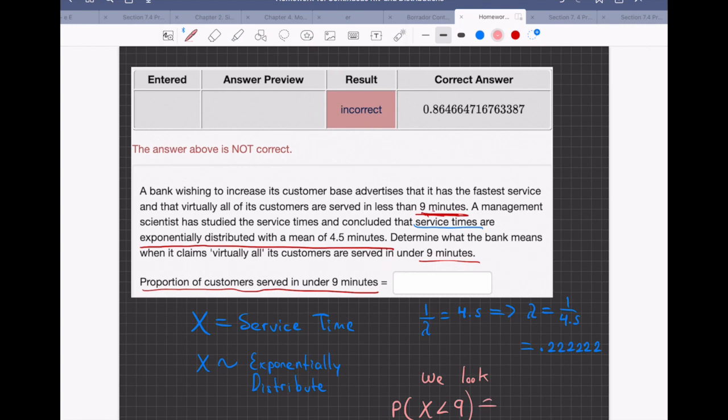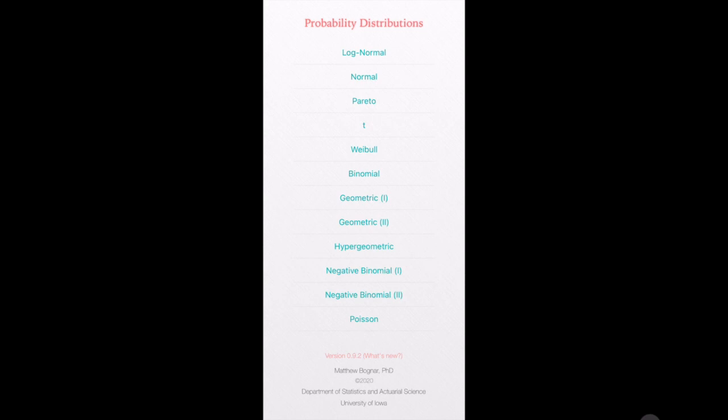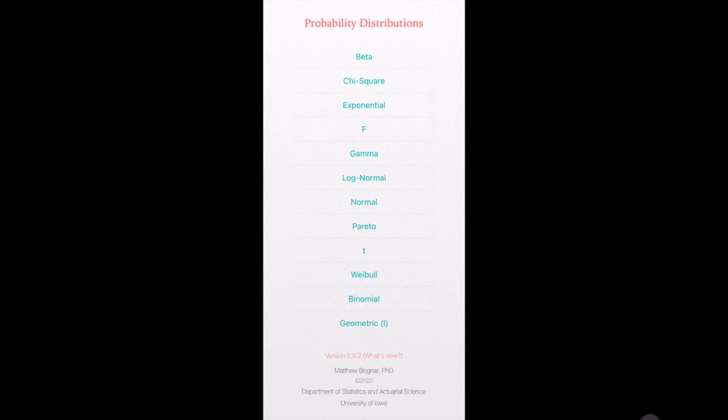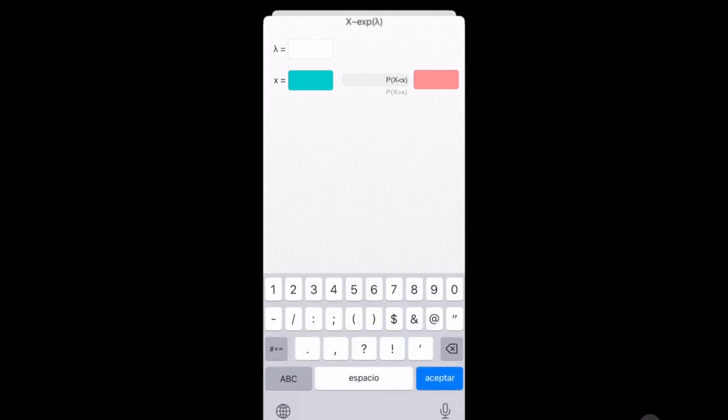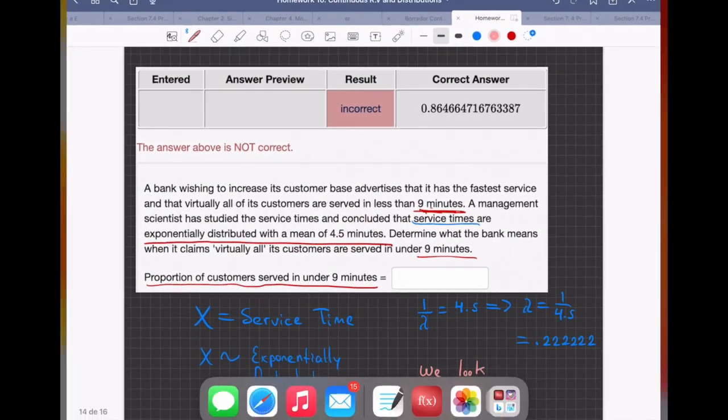But if you want to use something better, I recommend using the application that we use for the discrete case. This is the application. Probability distributions. So identify exponential, it should be here. Exponential is the third row. Click there. And notice, to use this, you will have to specify the value of lambda first. Lambda is 0.222222, as many 2's as you can use. Specify the value of X. The value of X is given by 9 in this case.